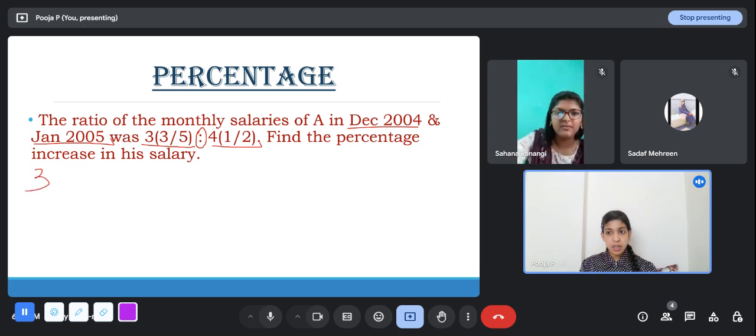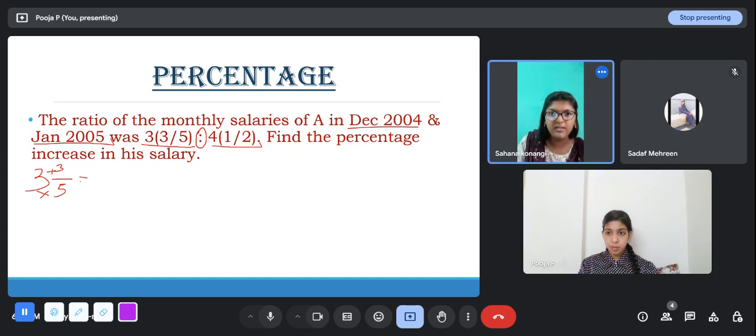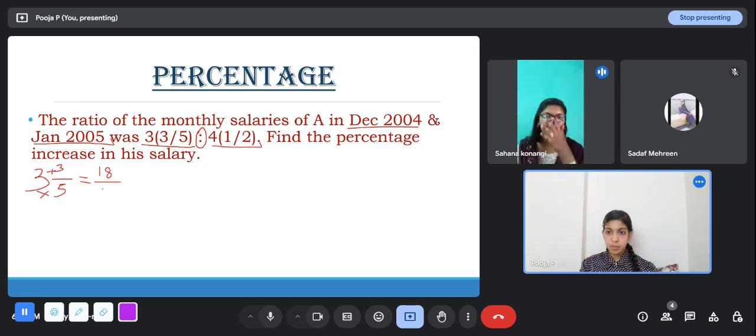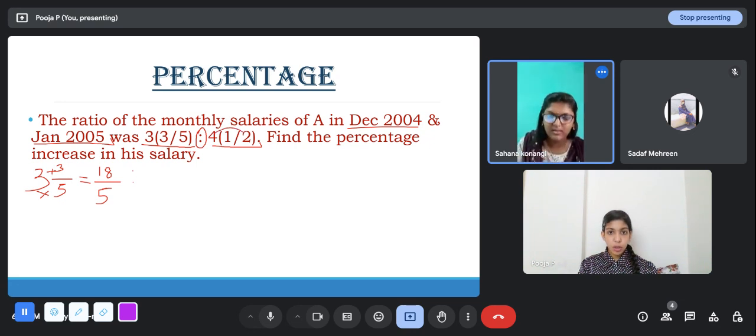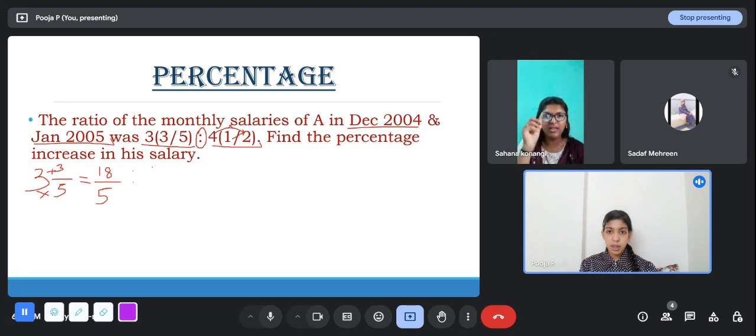It is first given as a mixed fraction, 3 and 1 by 5. So how do you convert it? Multiply the whole number with the denominator and add the value of the numerator. 18 by 5. Correct. And 9 by 2. Correct. 4 into 2 is 8, plus 1 is 9. Okay, so your denominator remains the same. It was 5, it is 5 here. It was 2, it is 2 here.